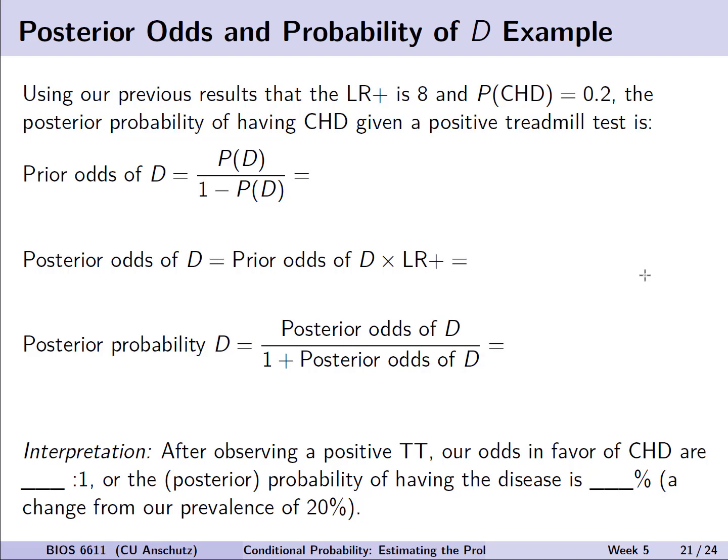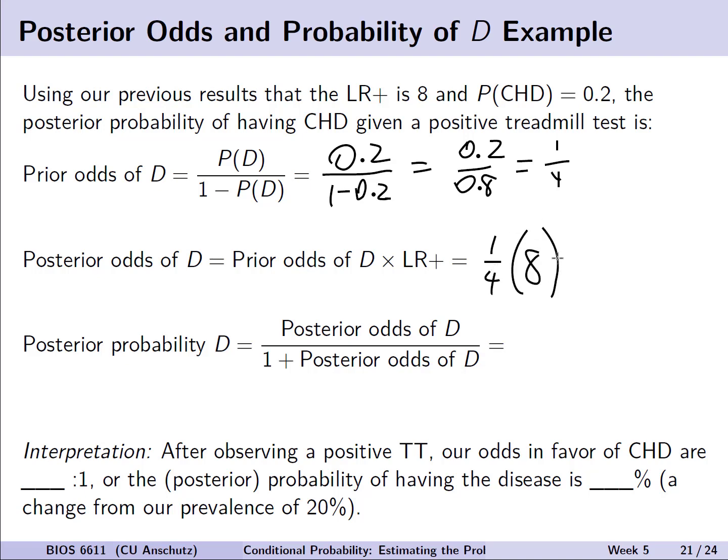Okay, let's first start with that step of calculating the prior odds of having the disease. Here we see it's a pretty simple calculation again of just taking that population prevalence divided by 1 minus the prevalence, or 0.2 divided by 0.8, which will equal 1/4. We can then go to the next step of calculating our posterior odds of D. So we then plug in our prior odds of D we just calculated, 1/4, times 8 for our likelihood ratio positive value we calculated before, which is equal to 2.